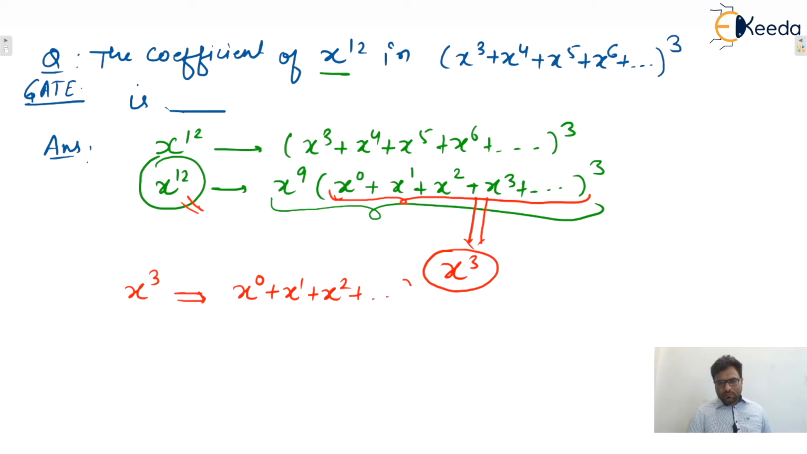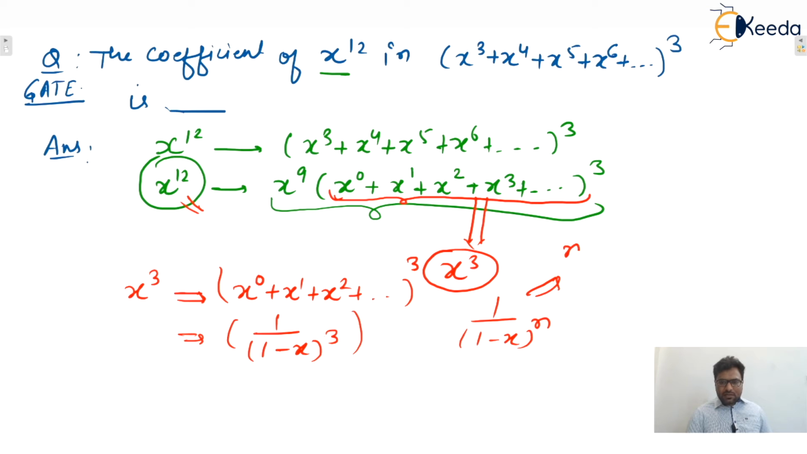Now you only tell me, what is the sum of this series? 1 upon 1 minus x whole cube means this becomes 1, 3. The known format is 1 upon 1 minus x raised to power n, and what is the coefficient a_r for that? That is n minus 1 plus r C r.